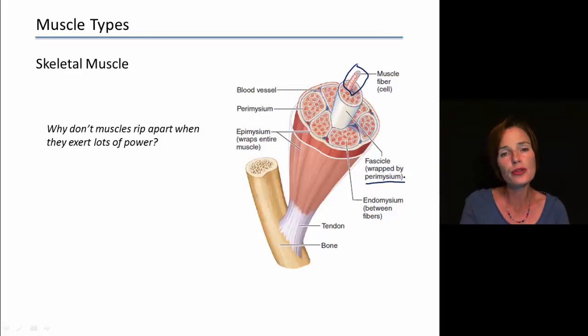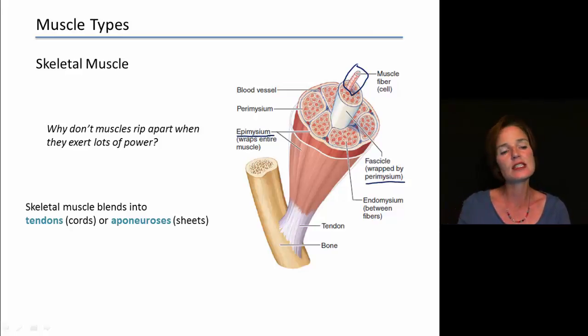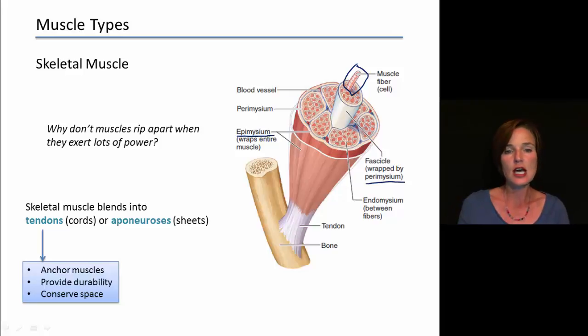So this is going to hold them in a bundle, and then we'll have a bunch of those bundles tied together into a larger bundle, and they're going to be bundled up with the epimysium. So that's right here. All of that together is our muscle. And this is going to blend into tendons and then also into aponeuroses. If we look at this, the tendons are going to anchor the muscles. They provide durability, and they're also going to conserve space.